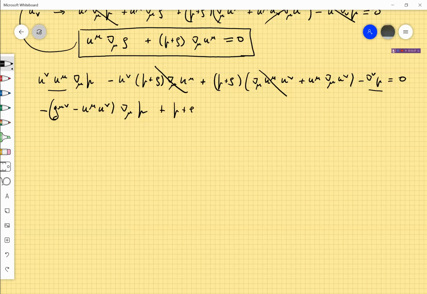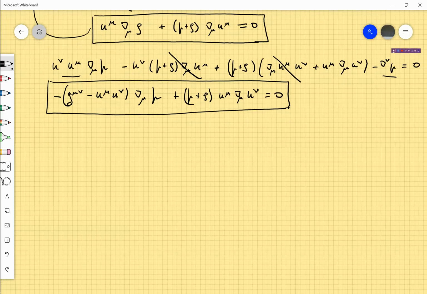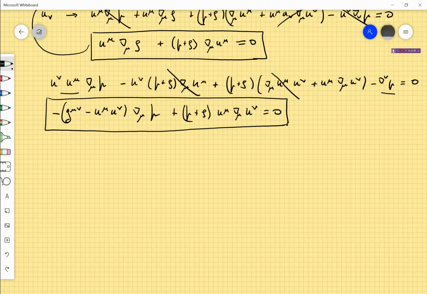Plus (p + ρ) u^μ ∇_μ u^ν equal to 0. If we want, we can multiply the whole equation by minus, but this is really not relevant. So basically we obtain this equation by projecting in the direction of the velocity, and this direction by subtracting from the original equation this one.